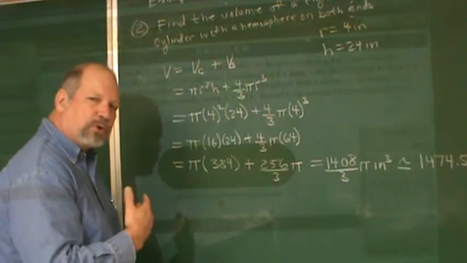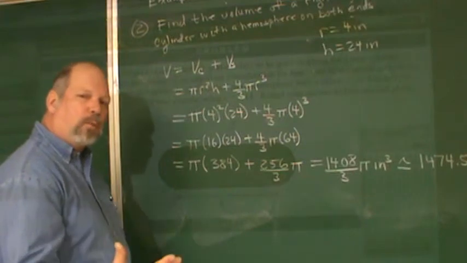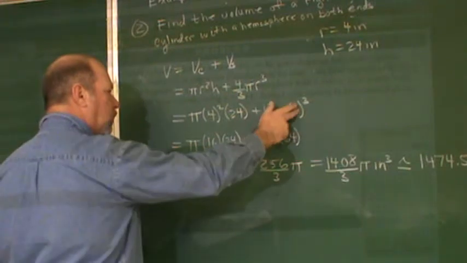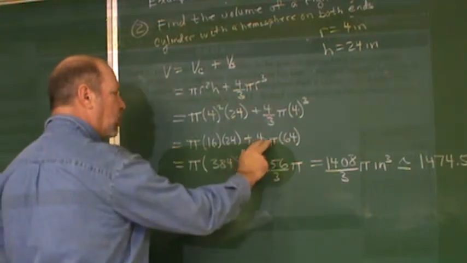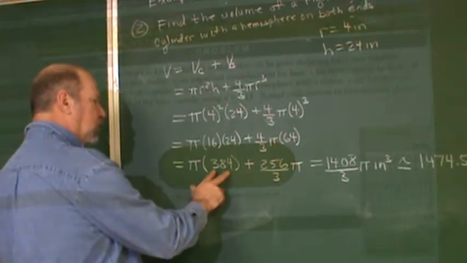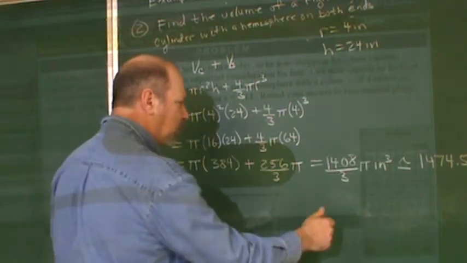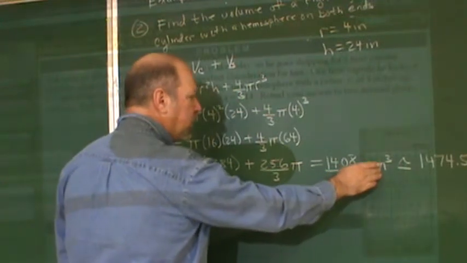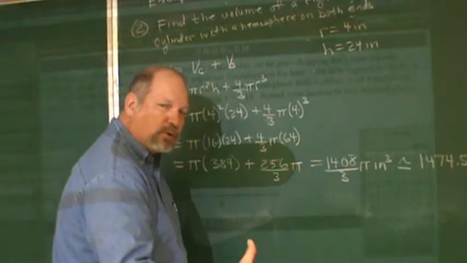Now, for me on exams and quizzes, I expect your answers to be exact. So I'm showing you what I want and then what the software wants. If you just do the math, 4 squared is 16, 4 cubed is 64, 16 times 24 is 384, and 4/3 times 64 is 256 over 3. So basically you have 384 pi plus 256 over 3 times pi. When you add that up, you can use your calculator and come up with 1408 divided by 3 pi cubic inches. That is the exact answer. That's what I want to see on an exam or a quiz.